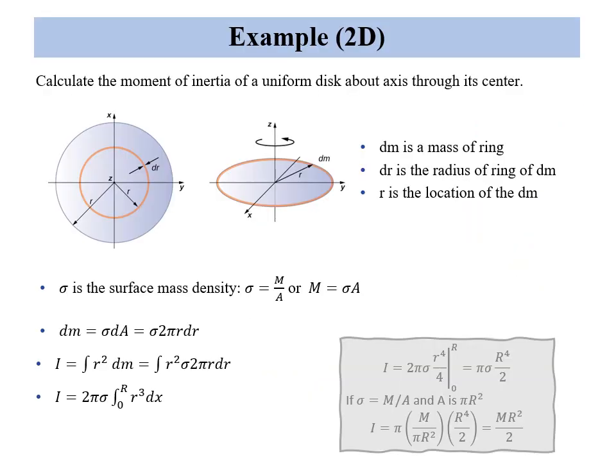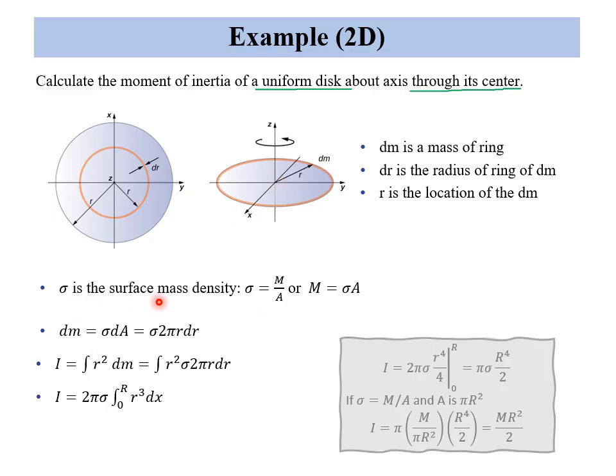Let's look at how you would apply it to a 2D object. So now we have to calculate the moment of inertia of a uniform disk that is rotating through its center. This is the diagram of what that disk looks like. We are going to break this disk into small rings of mass dm. Each dm is located at a distance of r, and it has a thickness of dr, as you see here. The limits of integration for r go from 0 to R.